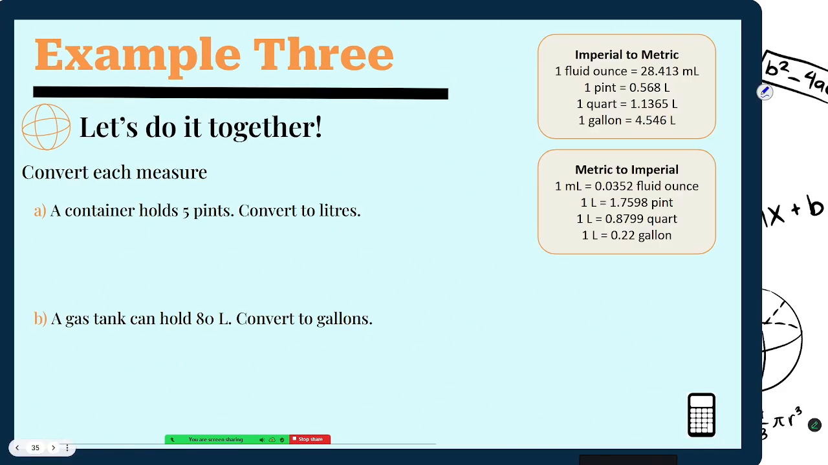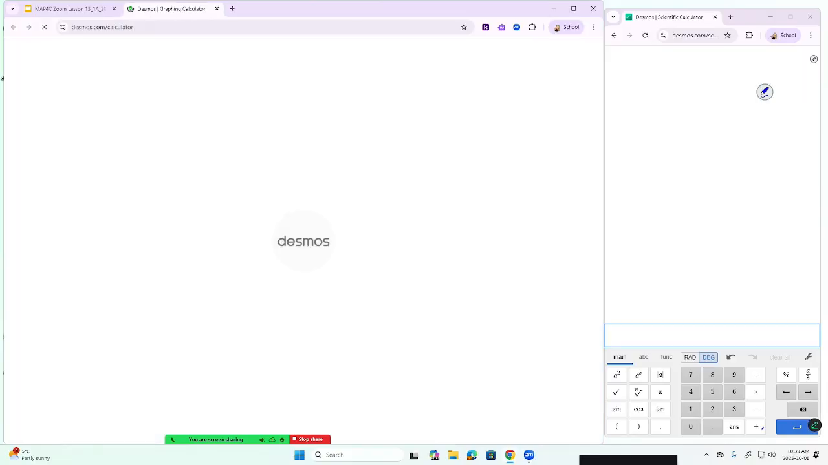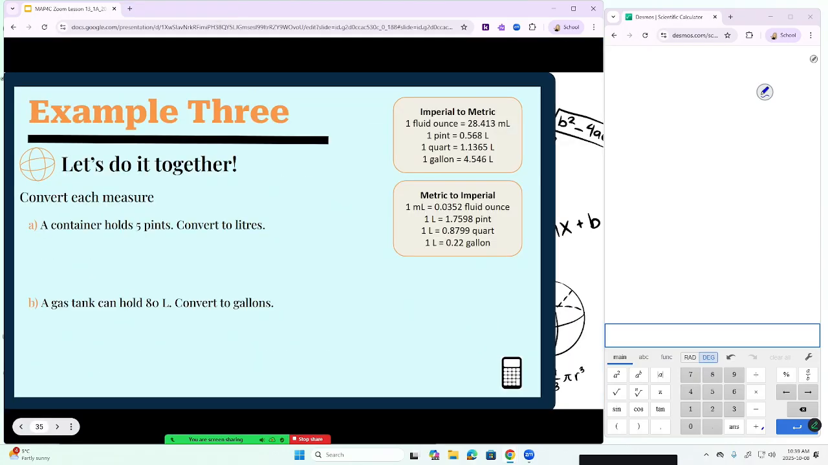Let's practice converting in between the two systems. Here we have convert each measure. A container holds 5 pints. Convert that to liters. So we know pints and liters are a mixture between the imperial and the metric. So what we want to do is find out what is the conversion. We need to set up our know and our need. Because we're dealing with pints, we're going to put pints on the top. So we have 1 pint is equal to 5 pints.